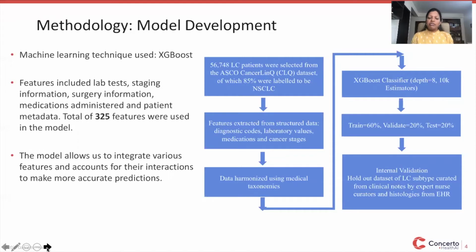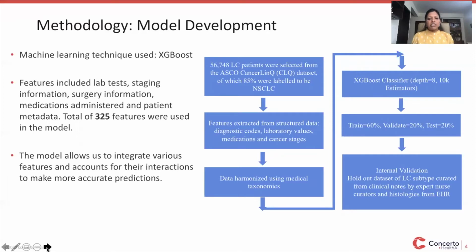We used over 56,000 lung cancer patients selected from the ASCO CancerLink dataset. Of these, about 85% were labeled to be NSCLC. How was this labeling done? This was predominantly done by expert nurse curators going into the unstructured notes and identifying the subtype. A small percentage was also identified using histology information when it was present in the structured data.